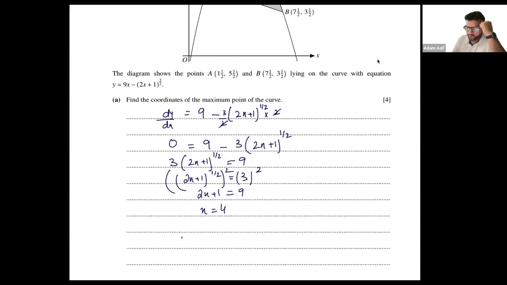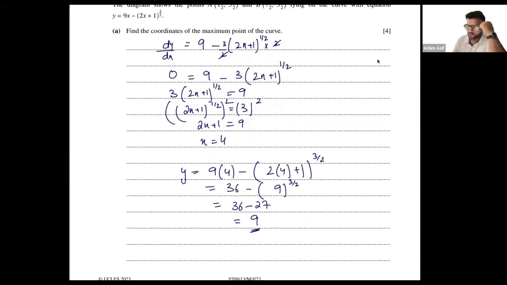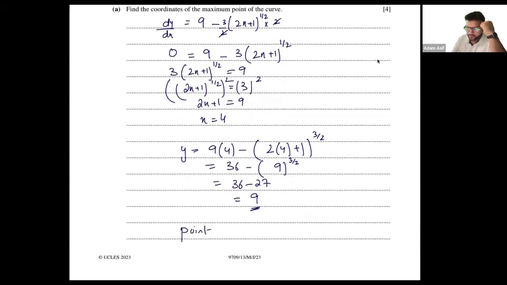When x is 4, what's y? We're going to plug this value of x back into the original equation of the curve. 9 times 4 minus (2 times 4 plus 1) to the power of 3 upon 2. 9 to the power of 3 upon 2 is going to be 27. 36 minus 27 is 9. So the maximum point is going to be (4, 9). Make sense?